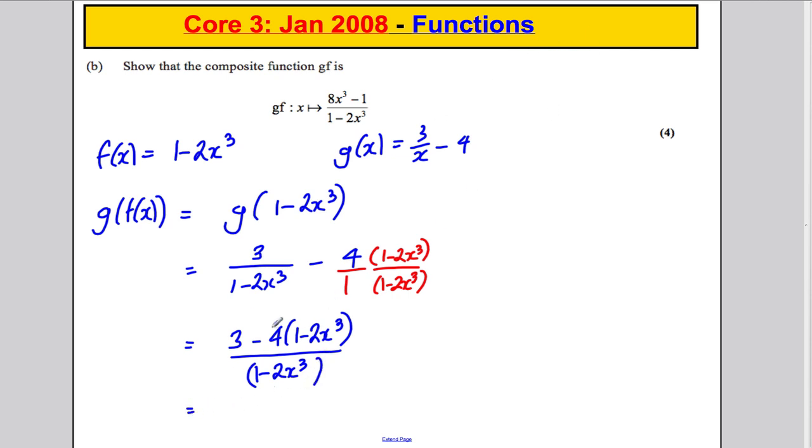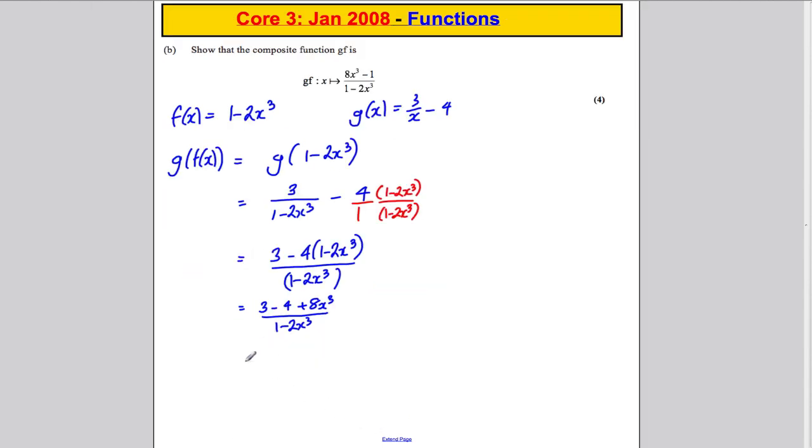And if we expanded this, it would be 3 subtract 4 plus 8x cubed, all divided by 1 minus 2x cubed. And therefore, just tidying this up, this would give us what the question asks for, 8x cubed subtract 1 over 1 subtract 2x cubed. And we've got ourselves our 4 marks.